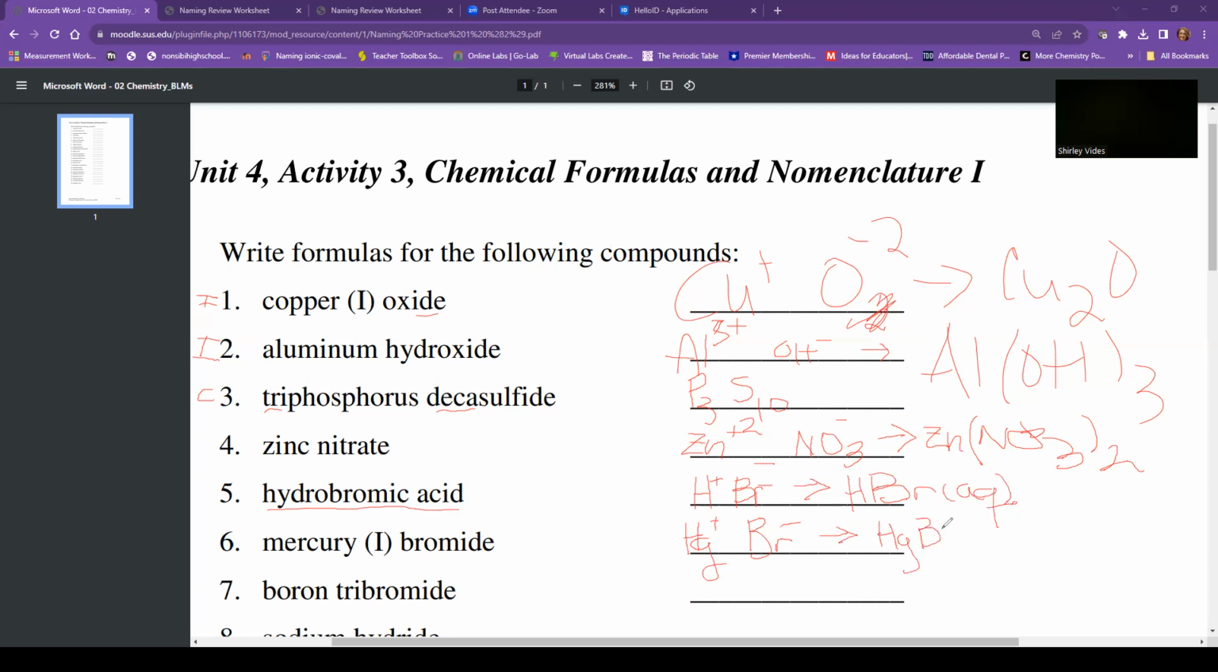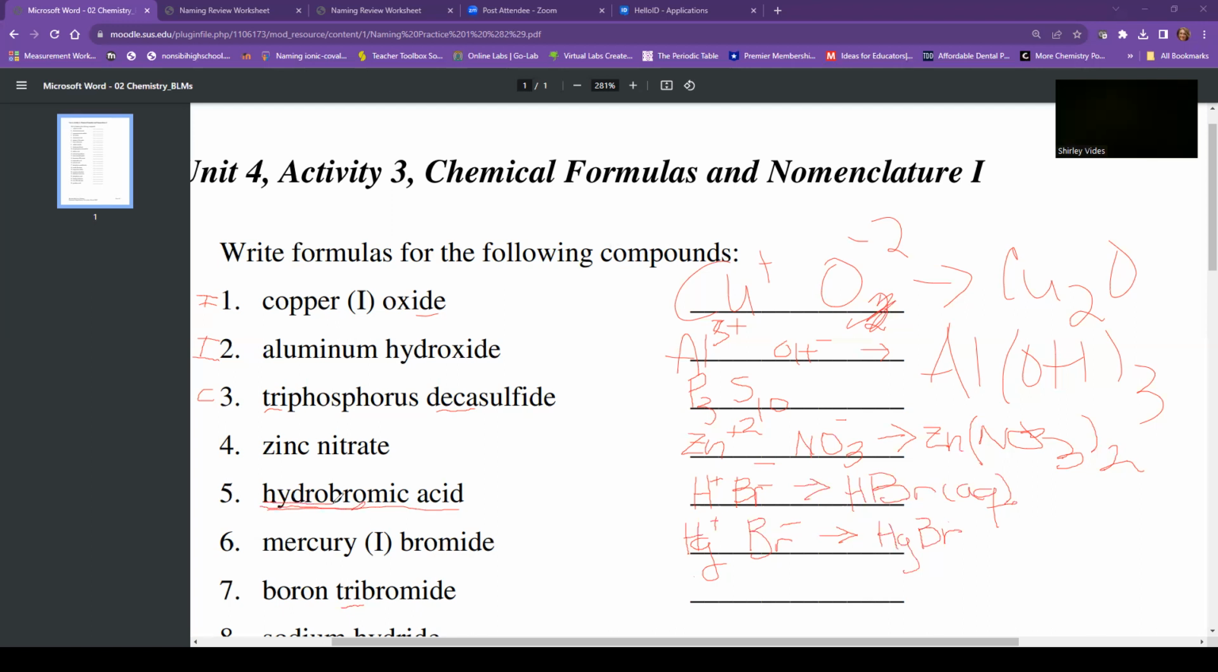There you go. That's it. Boron tribromide. Okay, so boron. Every time it ends in acid, we add the aq? No, not every acid. Only the binary ones. Only when there's two elements, when they have the hydro prefix. Right? Only then.